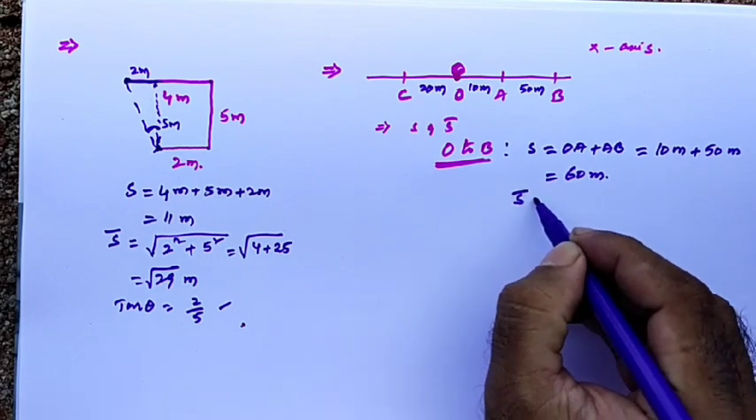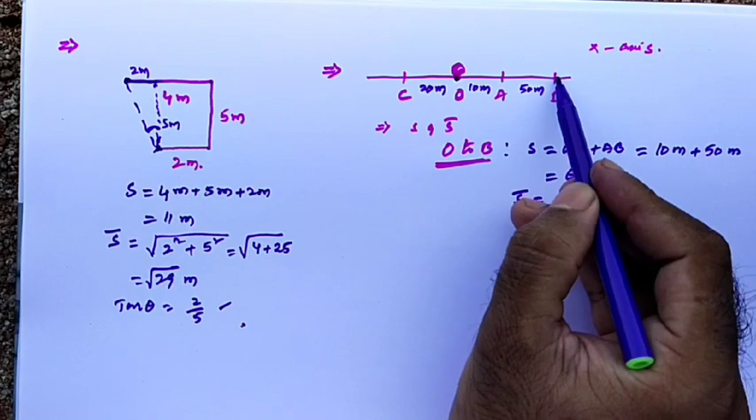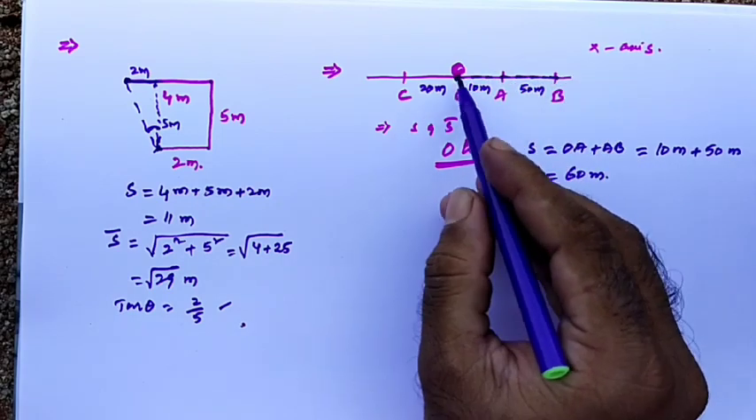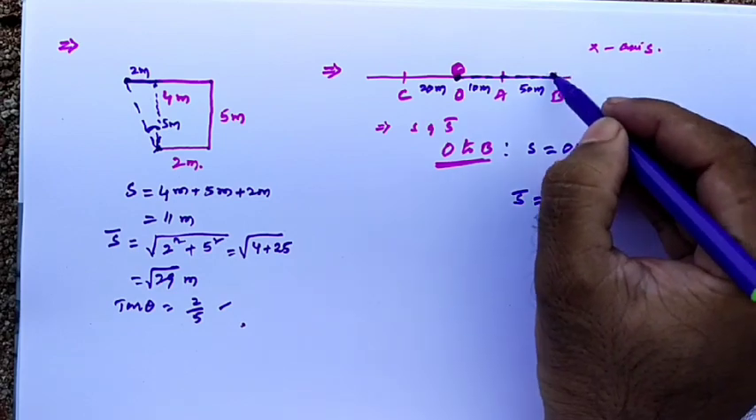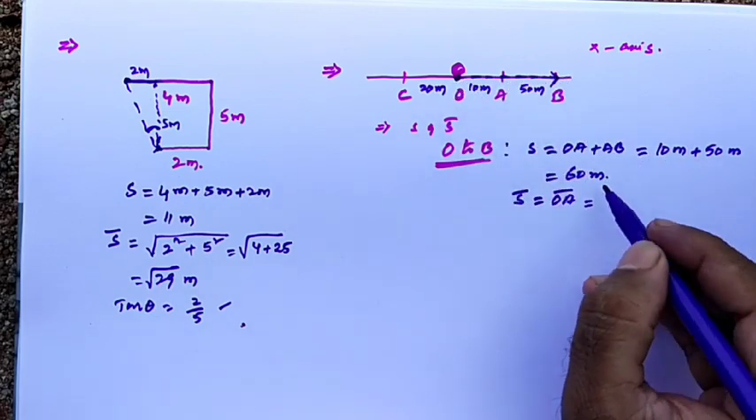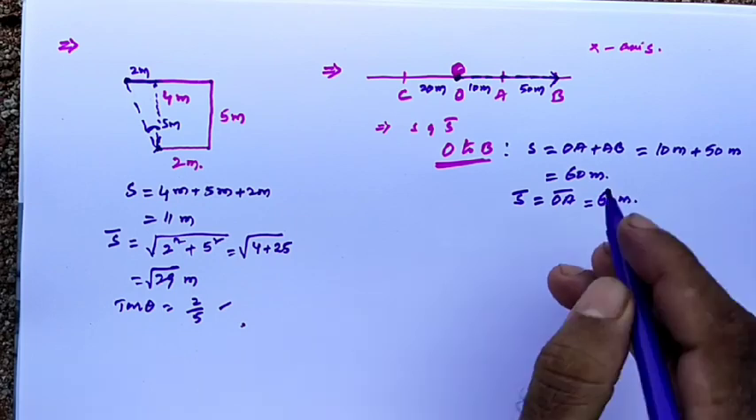Coming to displacement. Which is the initial position? O. Which is the final position? B. What should I do? I should draw a straight line. Then OB is my displacement vector. What is the length of this vector? 10 plus 50, that is 60 meters.